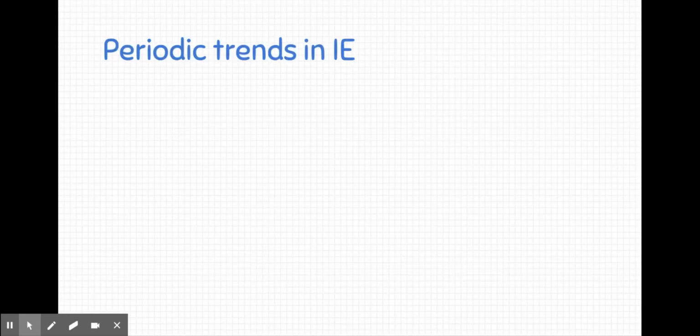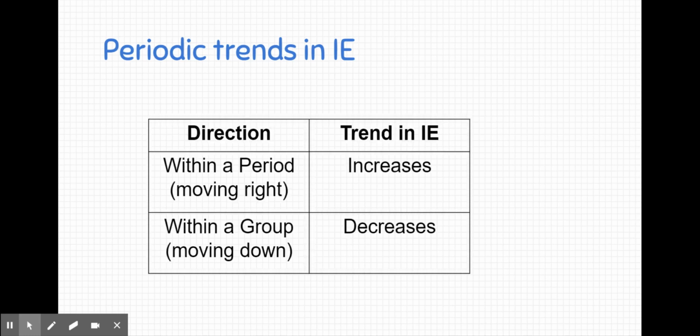So let's take a look at what the periodic trend is in ionization energy. Within a period moving to the right, ionization energy increases. And within a group moving down, it decreases. So what's that telling us? Within a period, the electrons are held more and more strongly as we move to the right. And as we move down, those valence electrons are held on less strongly within a group.